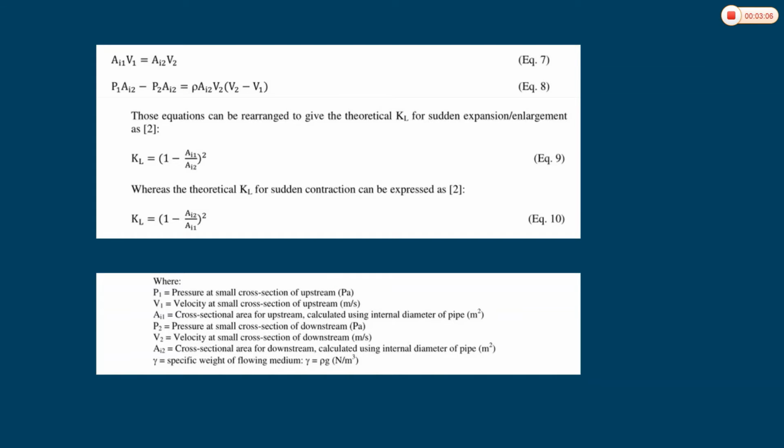So the value of loss coefficient associated with minor head loss for the fluid flows through a sudden expansion or enlargement and contraction can be obtained by considering the continuity using equation 7, momentum equation 8, and energy equation between points 1 and 2 using equation 1.